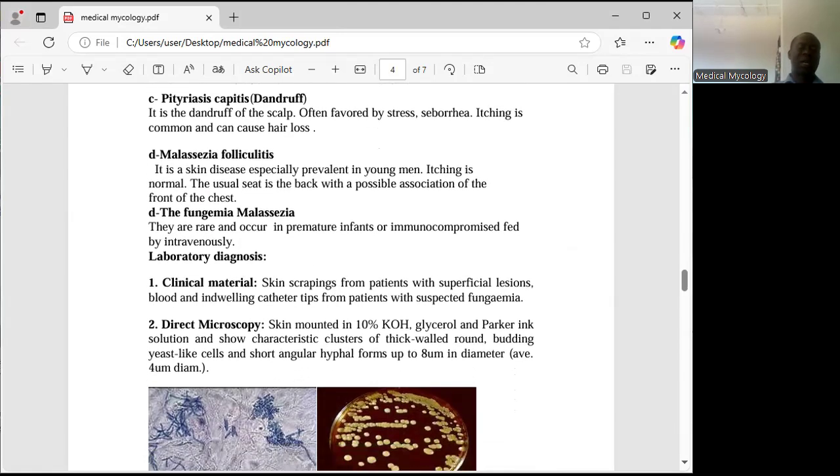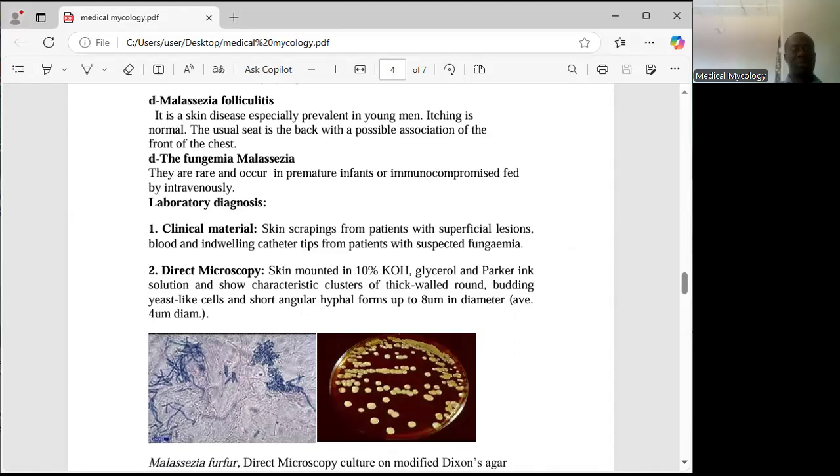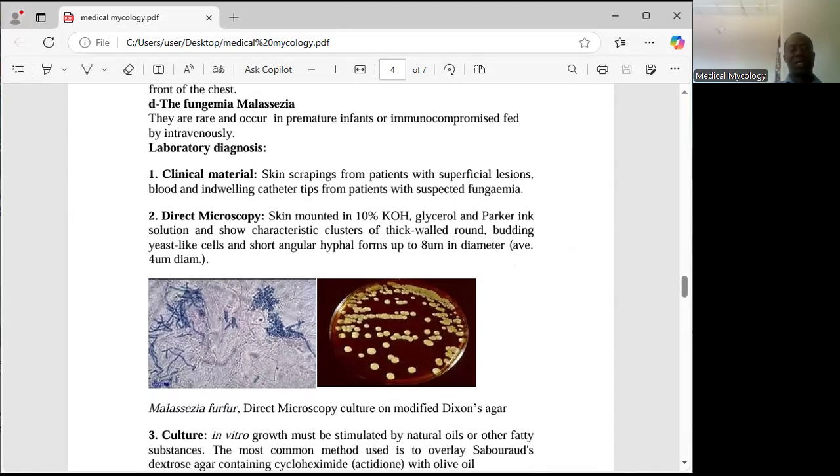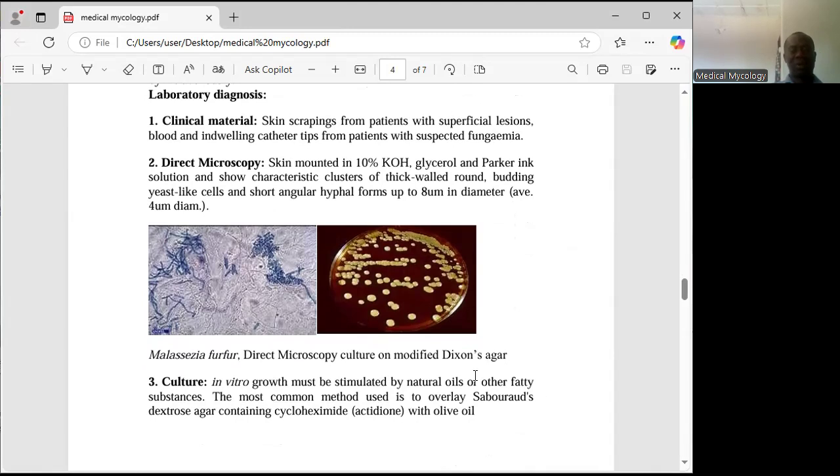We can also use direct microscopy. Skin will be mounted in 10% potassium hydroxide, lactophenol, and Parker ink solution. It will show a characteristic cluster of thick-walled, round-bodied yeast-like cells and short angular hyphae form up to 8 micrometers in diameter. As we can see in our diagram, this is what we're seeing in a petri dish. So they indicate the presence of these Malassezia fungi.